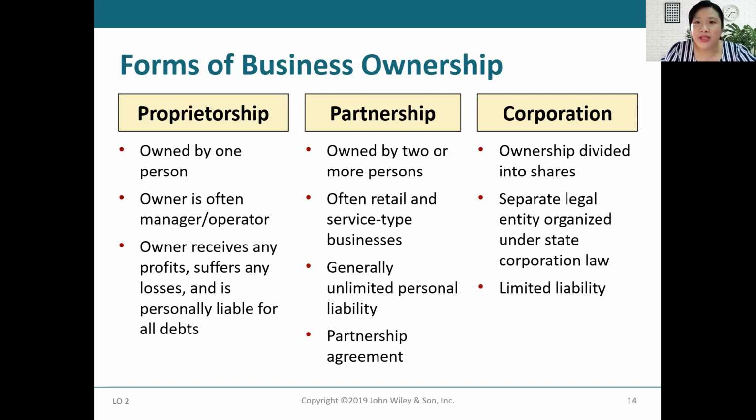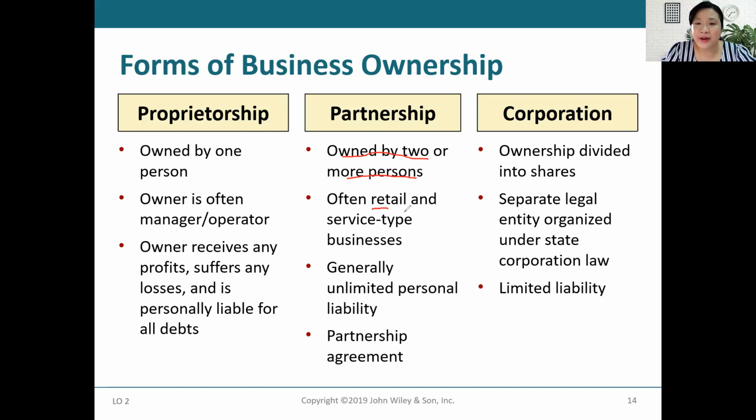So partnership is owned by two or more people, okay? For example, Mr. A and Mrs. B, they are friends, so they come together and they open a restaurant, all right? So this restaurant is owned by two or more people. So this is called partnership.